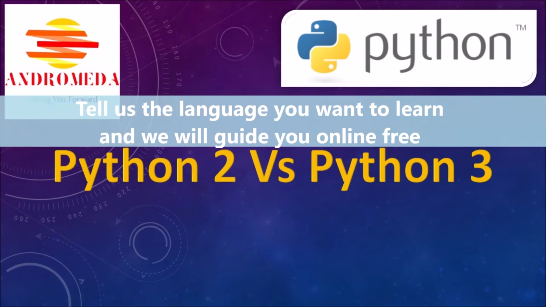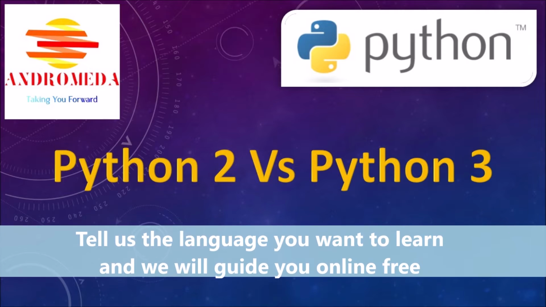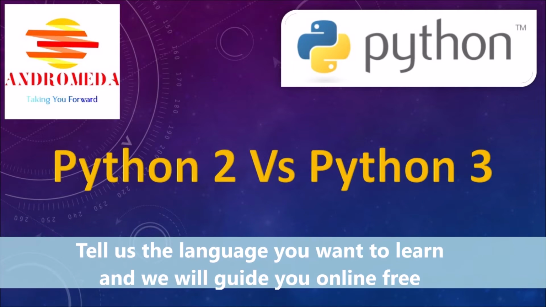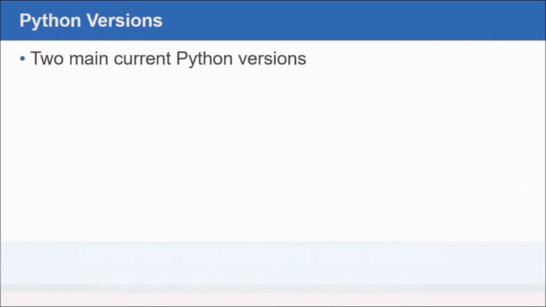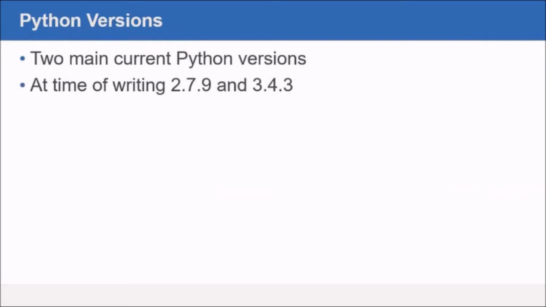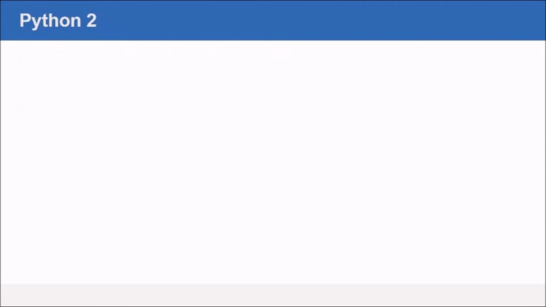It's important to understand that there isn't just one Python. There's two main current Python versions. There's Python 2.7.9 and 3.4.3 available at the time of this writing. Although it might seem like a small difference, it is significant.